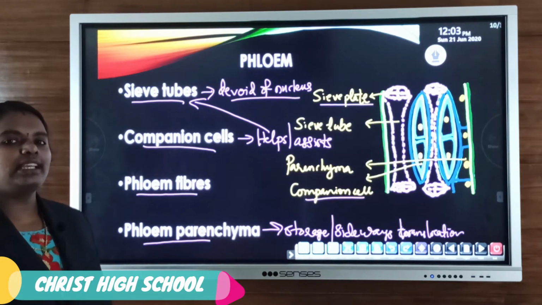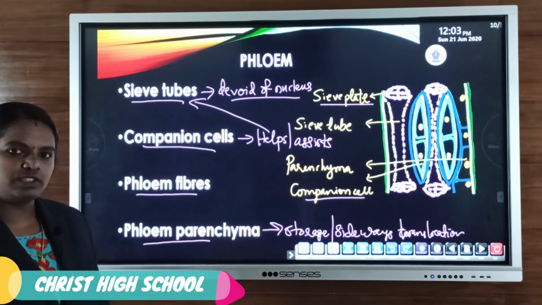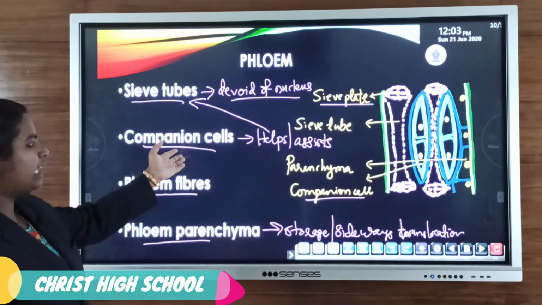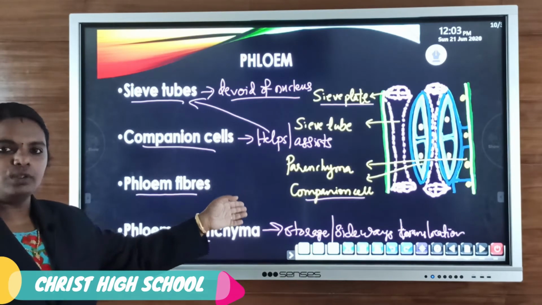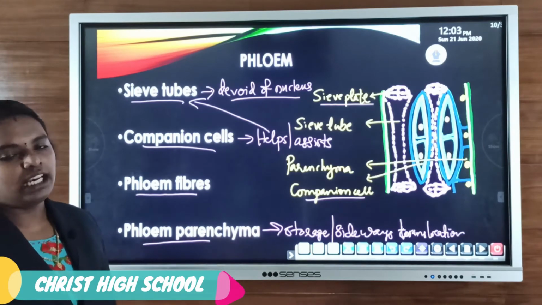So food is synthesized in the mesophyll cells of leaves, and from the mesophyll cells of leaves, the food enters these sieve tubes, and the companion cells help to carry this food from the leaves to different parts of the plant body, in the upward direction as well as sideways.